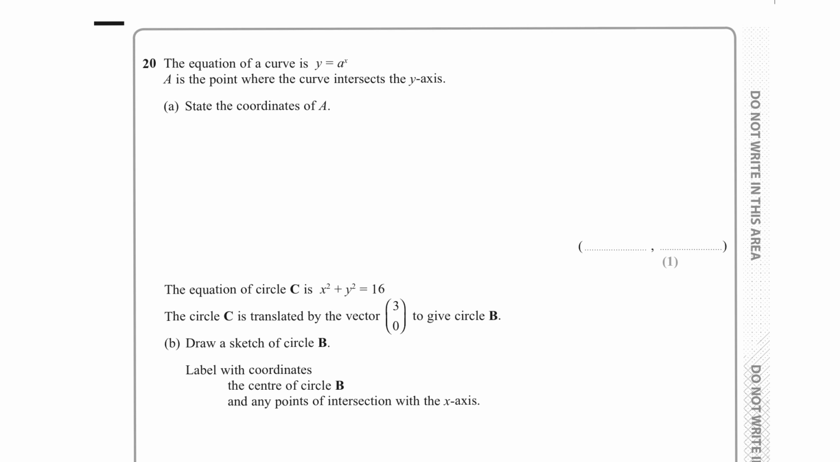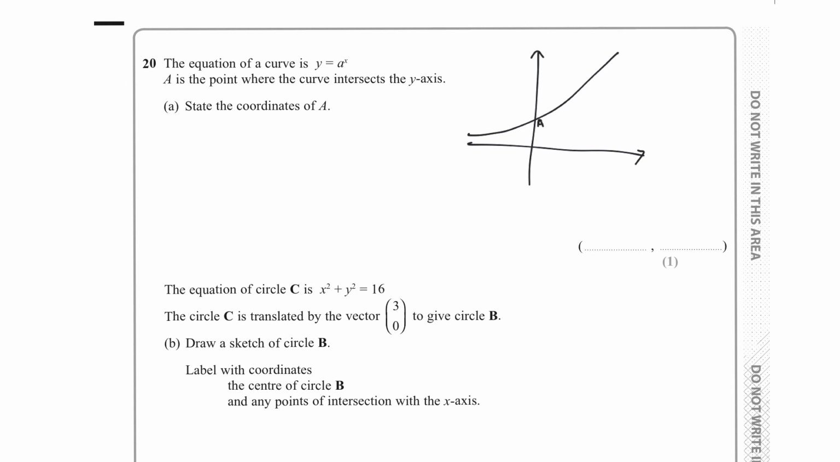So it's given us an equation of a graph. This is an exponential graph. Any letter or number to the power of x, exponential. So we've got an exponential graph. So exponential graphs look like this. They go up.